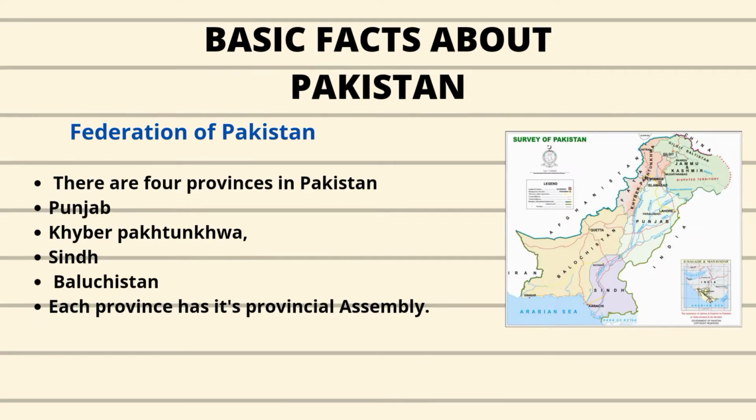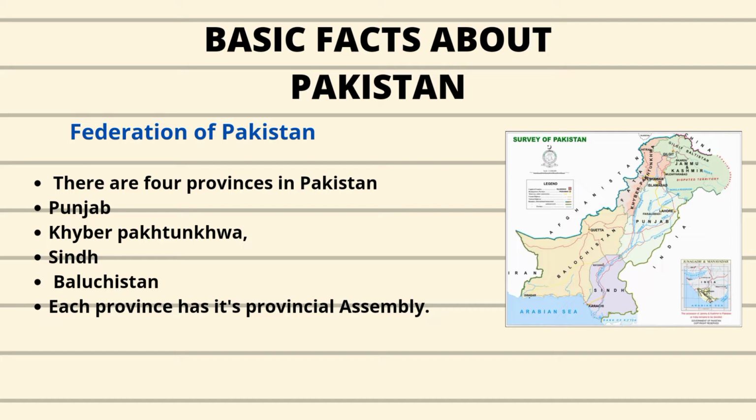The next slide is regarding the provinces of Pakistan, you can say the units of Pakistan. By combining these units, we get the state of Pakistan. First of all, there is Punjab, the largest province as far as population is concerned. Then there is Khyber Pakhtunkhwa, then Sindh, and Balochistan. As far as area is concerned, Balochistan is the largest in Pakistan and the smallest by population.